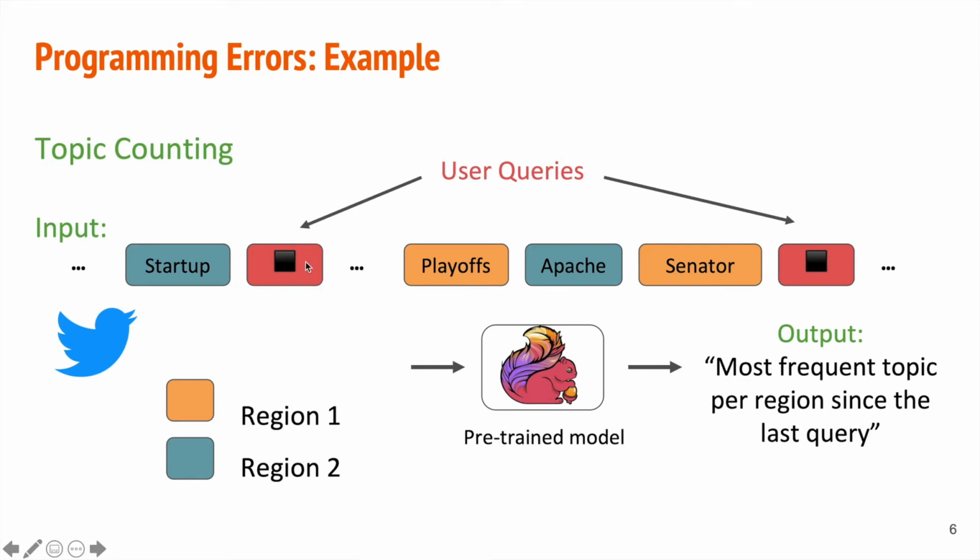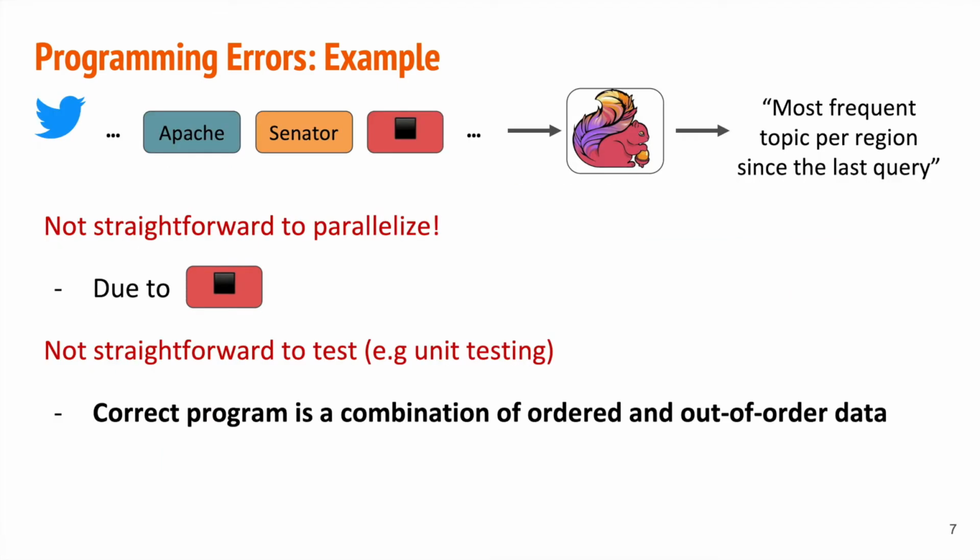So we want to take all of the words in between two of these queries, apply the pre-trained model to get a topic for each word, total up the topics, and then provide the most frequent topic for each region. And though this computation is straightforward to understand, it's not straightforward to parallelize. And the reason for this is really due to these query events in red, these barriers. And they're difficult to parallelize because they have to act as delimiters for words, and it's difficult to preserve that in parallelism.